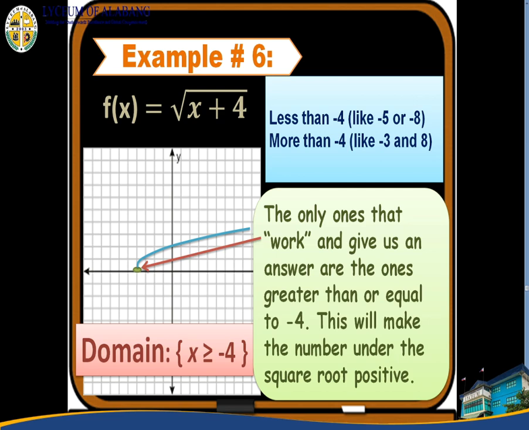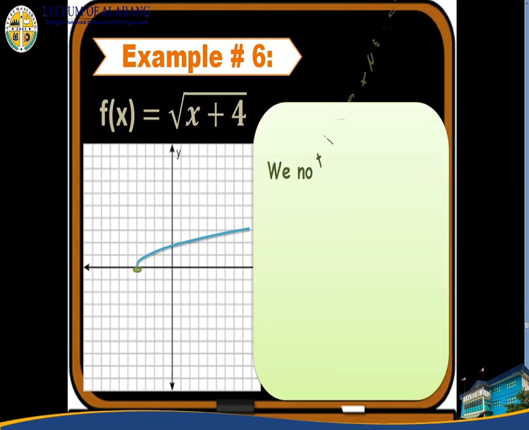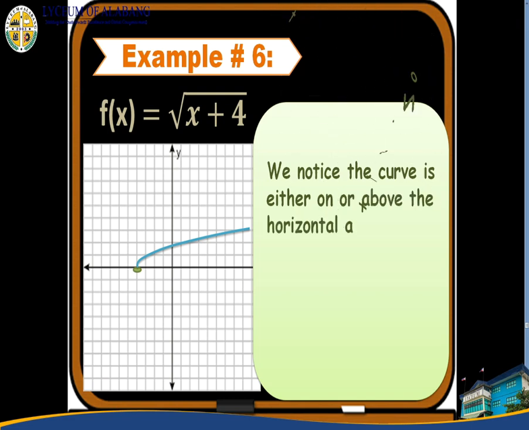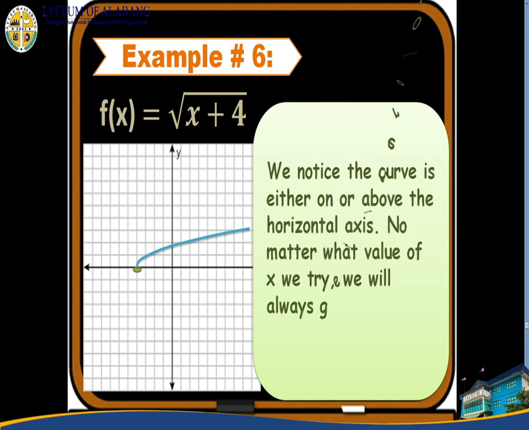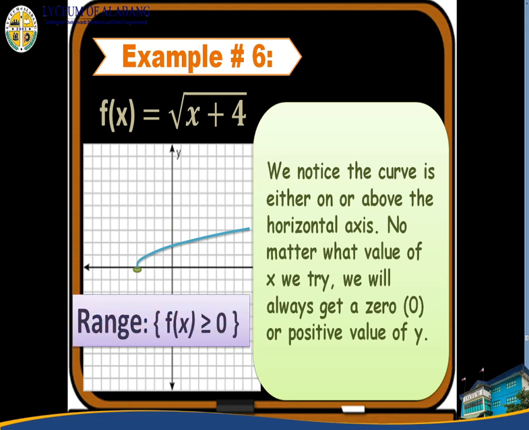And to find the range, we notice the curve is either on or above the horizontal axis. No matter what value of x we try, we will always get a zero or positive value of y. We say the range in this case is the set of f(x) ≥ 0.